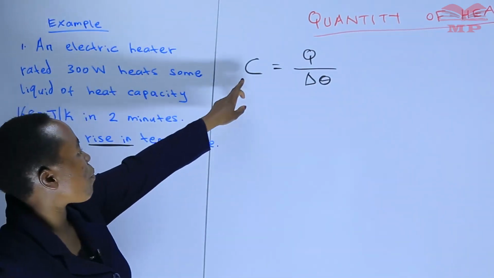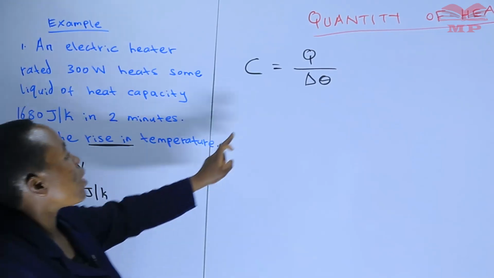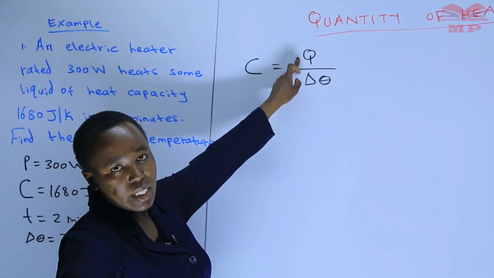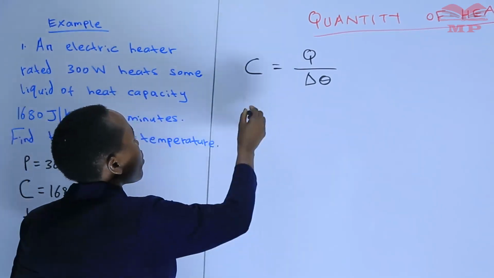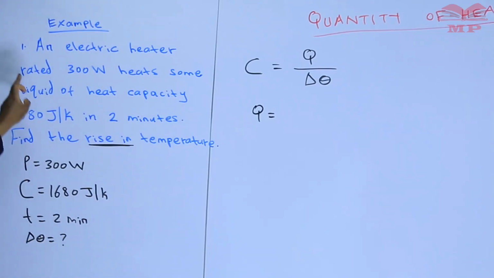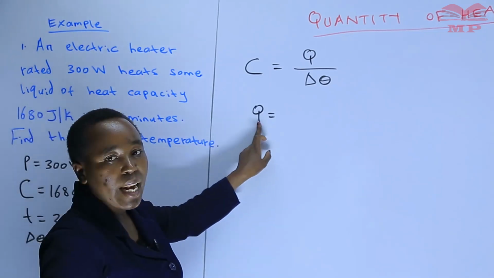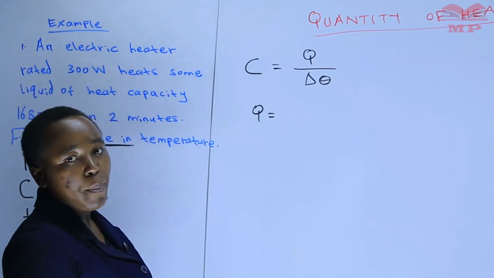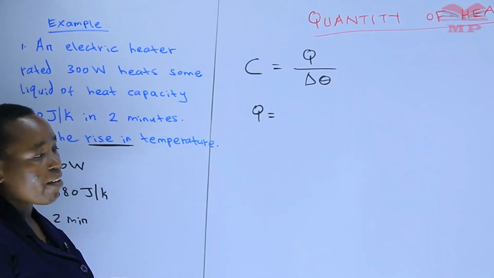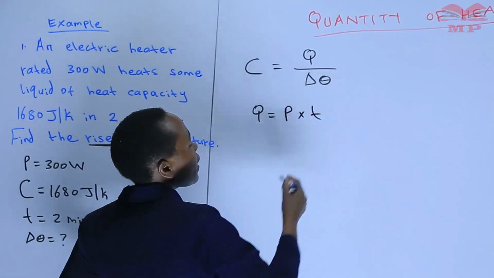Now, in this question, we have been given the heat capacity. It's here in its SI unit. But now we need to calculate the amount of heat, Q. In this case, we are using an electrical method because we are using an electric heater which is rated 300 watts, and it is heating the liquid for 2 minutes. And we know that from the topic heating effect of an electric current, heat energy will be given by power multiplied by time.